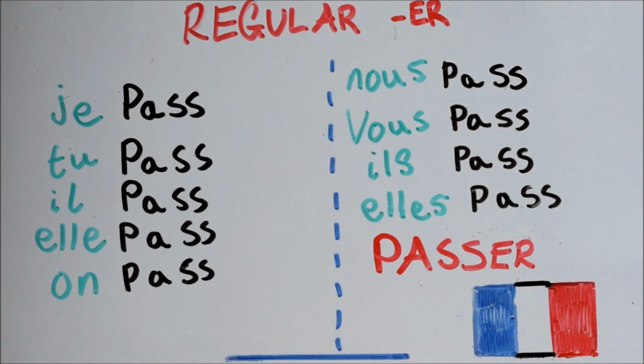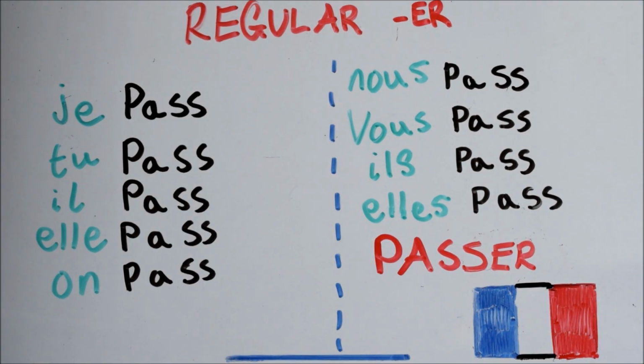This means to spend. For example, in English you would say, have a nice weekend. In French, you'd say, spend a nice weekend. Passez un bon weekend. First of all, we're going to have a look at the left-hand side. We're going to look at the endings of the verbs.